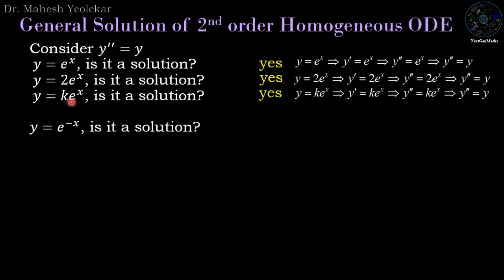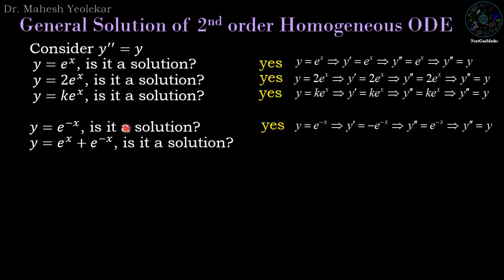Now, y equal to e power minus x. Is it a solution? Just check it. y equal to e power minus x. y dash is equal to minus e power minus x. y double dash is equal to e power minus x. So y double dash is equal to y. So it is also a solution.